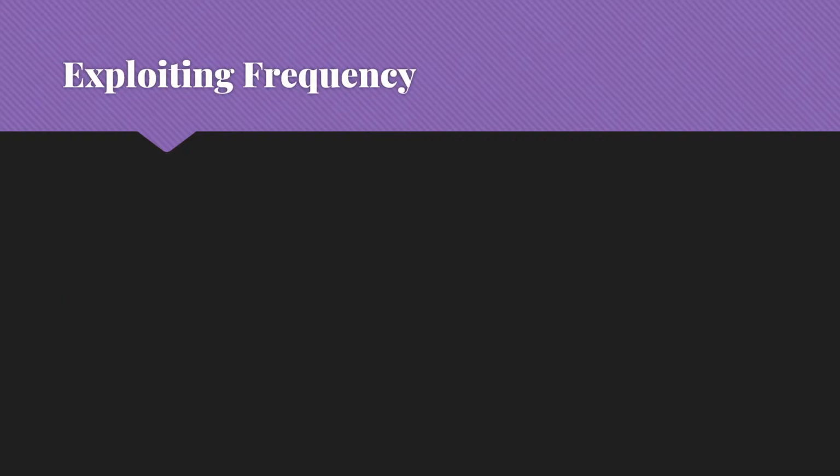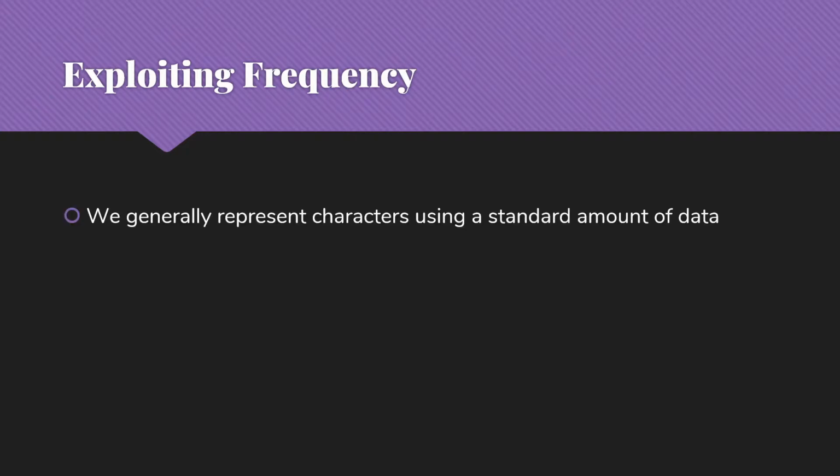There are many approaches to compressing data. What I want to talk about today is exploiting frequency, specifically frequency differences. So when we think about how we usually represent characters, we typically are using a standard amount of data, 1 byte, 2 bytes, depending on our specific encoding, and maybe up to 4 bytes. But we're pretty consistent across specific character values within a given encoding or set of characters.